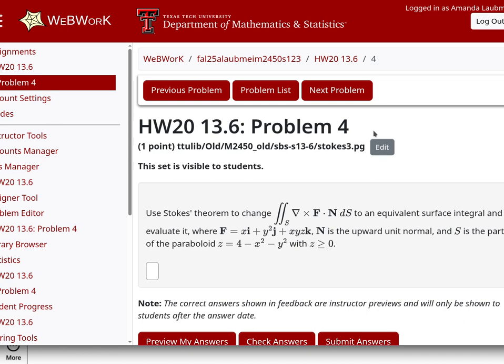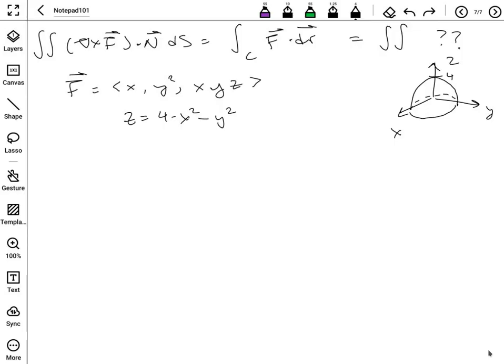I'm writing that down. Where F is given by x, y squared, x, y, z. N is the unit upward normal, and S is the part of the paraboloid z equals 4 minus x squared minus y squared. I'm just copying all that down. Okay.